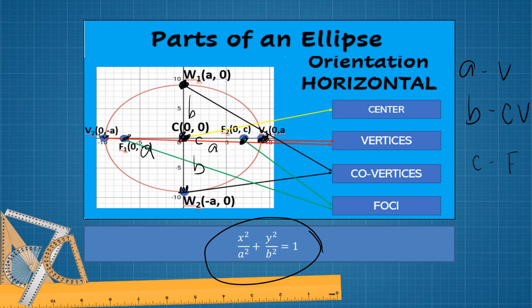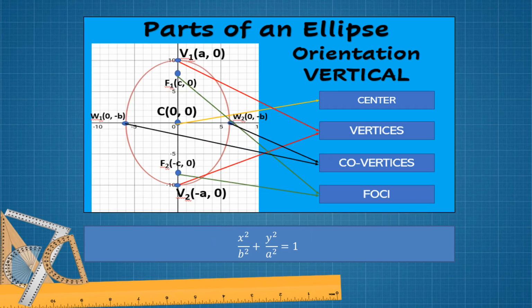Now, let me present to you the illustration of the graph of an ellipse oriented vertically. So as you can see, like what I told you, it is vertical if the center, the vertices and the foci are aligned vertically. Now, the formula here is x squared over b squared plus y squared over a squared equals 1. As you can notice, a should be the greater value on the denominator.